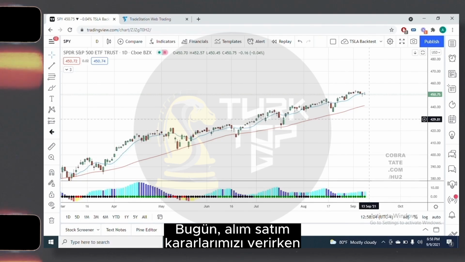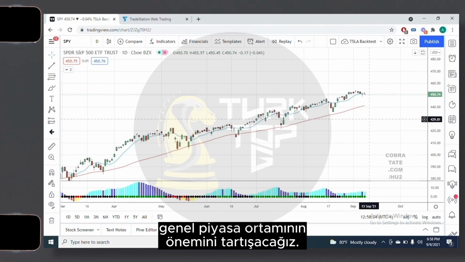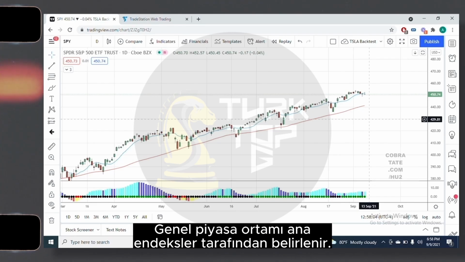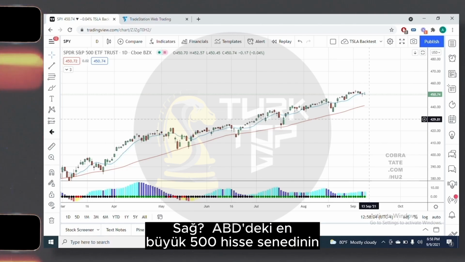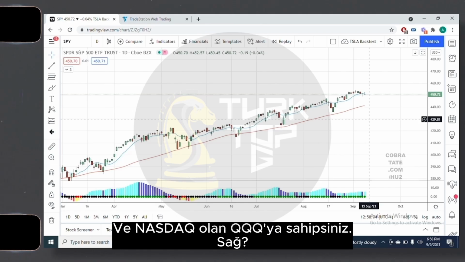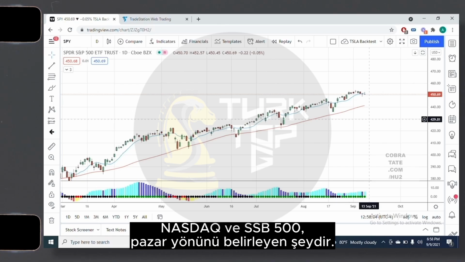Today we will discuss the importance of the overall market environment in making our trading decisions. So what do I mean by the overall market environment? The overall market environment is determined by the main indexes, right? You have the S&P 500, which is the collection of the 500 biggest stocks in the USA. And you have the QQQ, which is the NASDAQ, right? The NASDAQ and the S&P 500 are what determine the market direction.